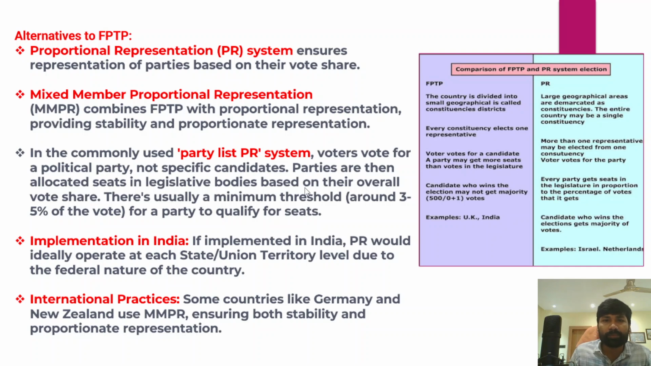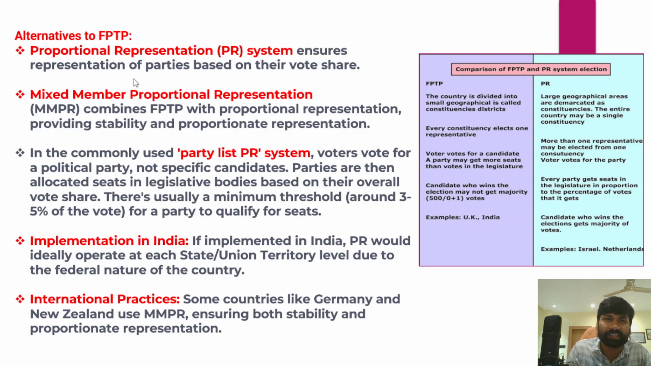However, there is a minimum threshold of around 3 to 5% of votes for a party to qualify for the first seats. For example, if a party gets less than 5% of the votes, that particular party will not be given any seats. Okay, so there is a threshold here. And when we talk about the implementation of mixed member proportional representation in India, if it is implemented, it would ideally operate at each state and union territory level, because we have a federal setup, right? We have a federal form of government.